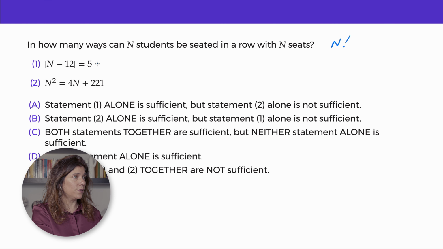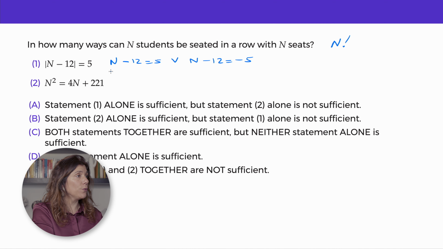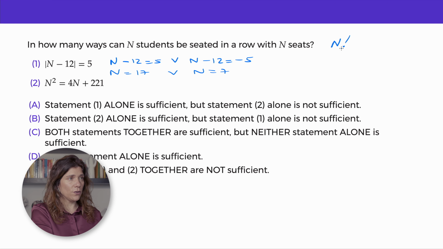So let's solve this. When we have an absolute value, we need to say that n minus 12 is equal to 5 or n minus 12 is equal to minus 5. So from here, n is going to give us 17 or n is going to give us 7. So we have two values of n. And if we substitute, the two values are going to give us two different results. So that means that statement 1 is not sufficient alone.